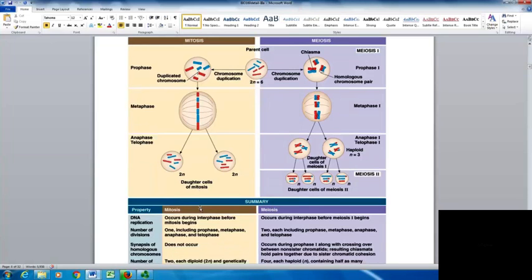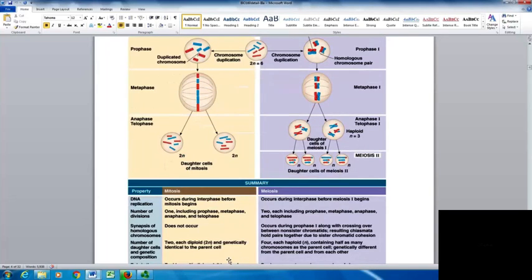When we look at synapsis of the homologous chromosomes, this does not occur in mitosis because there are no homologous chromosomes. However, this occurs during prophase 1, along with crossing over between the non-sister chromatids. The resulting chiasmata here is going to hold the pairs together due to sister chromatid cohesion.